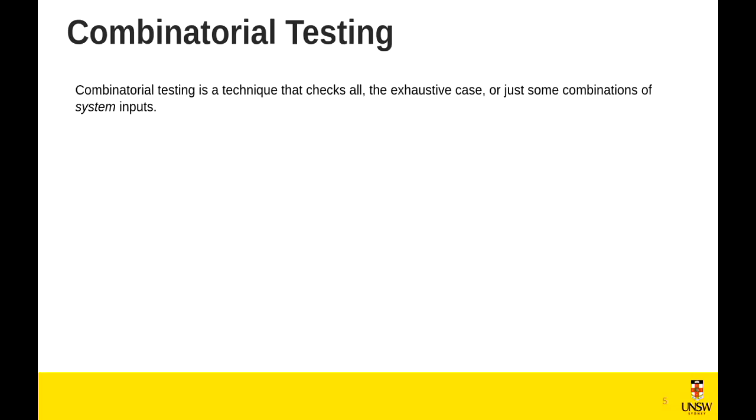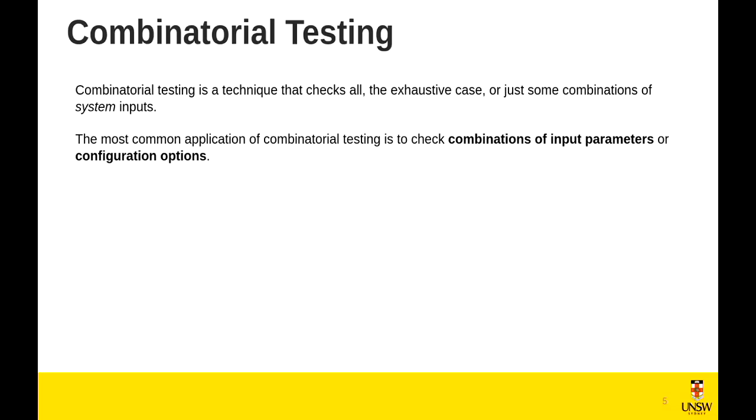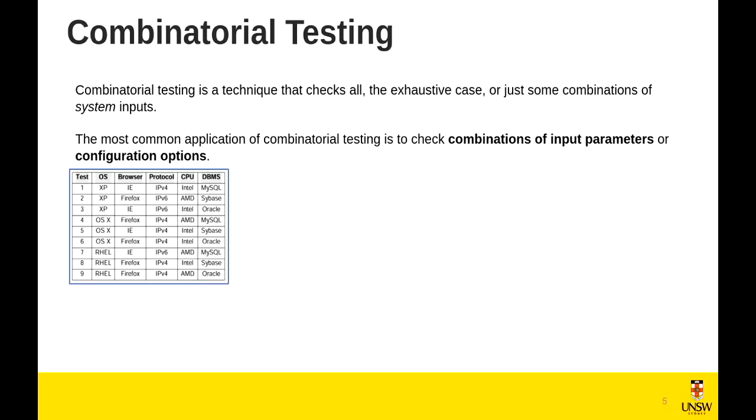So what we want is to check all the combinations of different system inputs. The rationale here is that there are some bugs related to the interactions between different pairs of inputs. So that's why we do combinatorial testing. And of course, as we have seen just now, we can combine different input parameters. We can combine different configuration options. And here is another example of combining different configuration options.